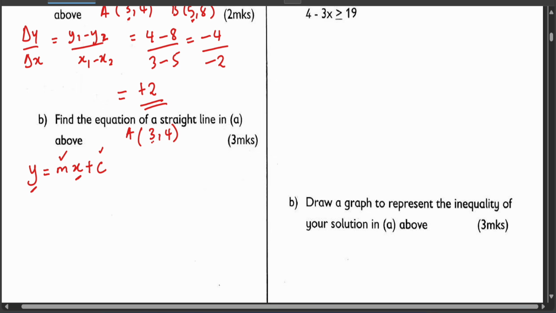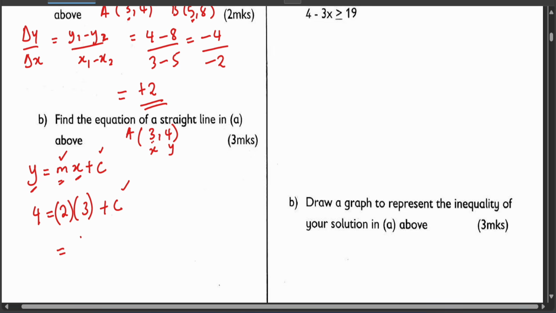So where there's y, you put the y value, where there's x, you put the x value, and where there's m, you put the gradient here. So the y value is 4, the x value is 3. So you get 4 equal to your m, which is 2, your gradient is 2, times your x, which is 3. So 2 times 3 plus c. Our objective is just to know what this c is.